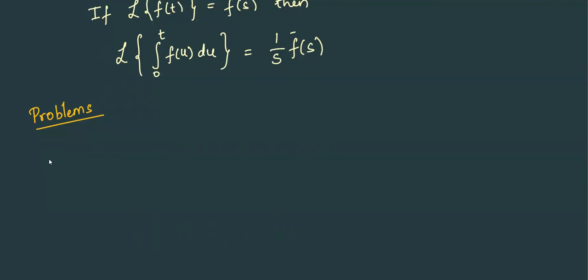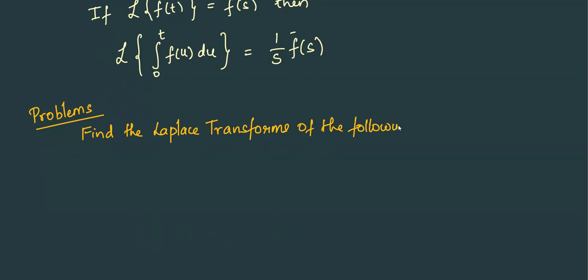Multiplication and division, we'll do that first. Multiplication, a number of ones. Find the Laplace transforms of the following functions. Now the first one, let's write this as the first: f of t is t cos at.